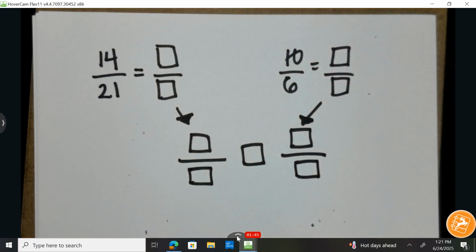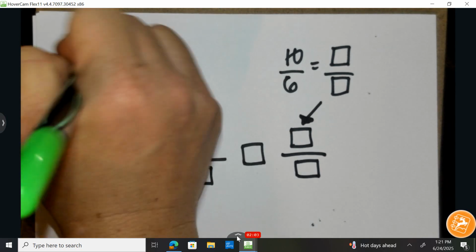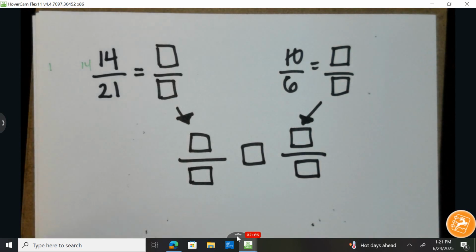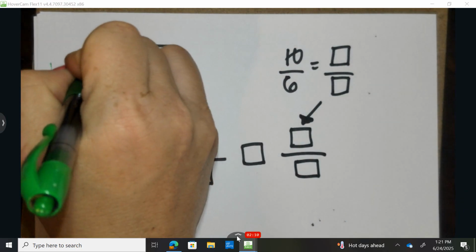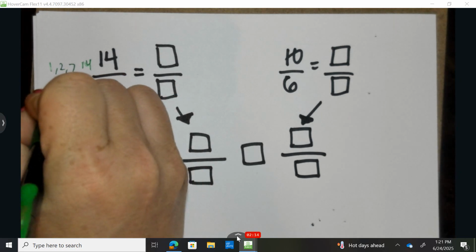14 over 21 and 10 over 6. In the last video, I demonstrated two ways to find a GCF. Writing out the factors and identifying the largest common factor, or using a factor tree. It's up to you. So I'm going to start by identifying the factors of 14. 1 times 14 and 2 times 7. 21 would be 1 times 21 and 3 times 7.